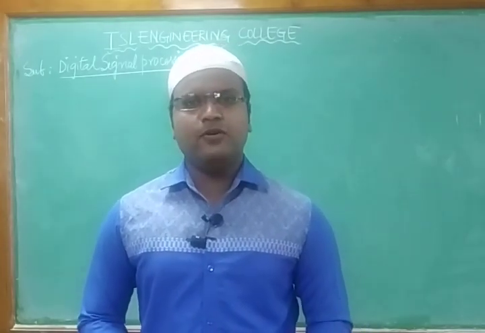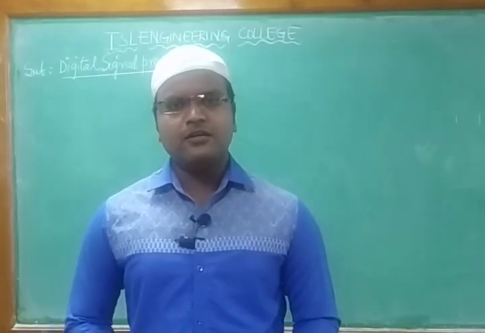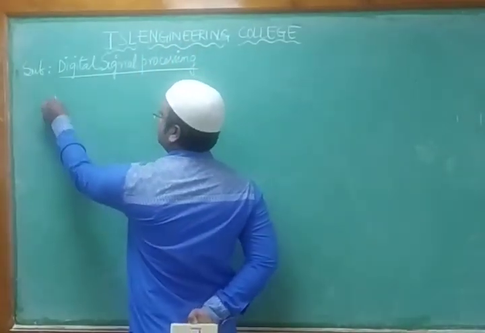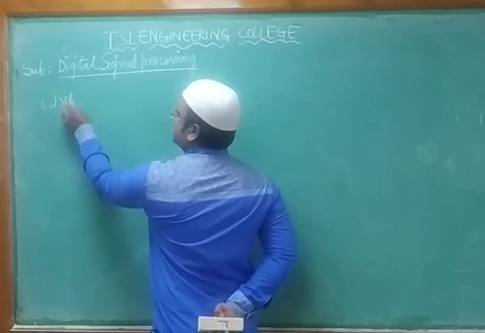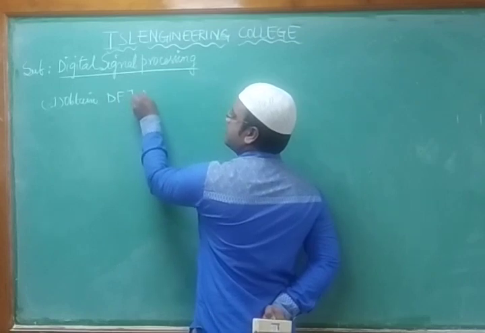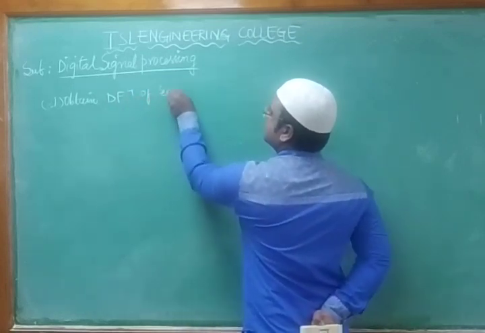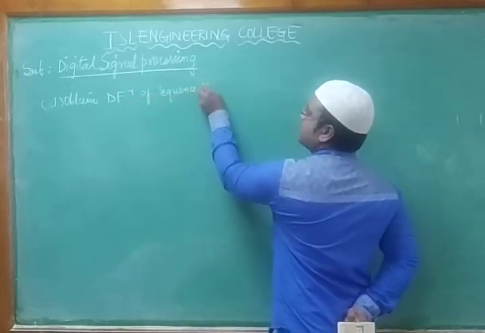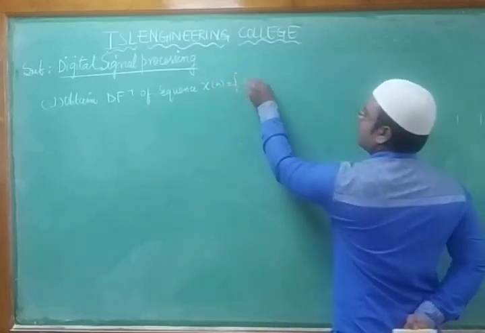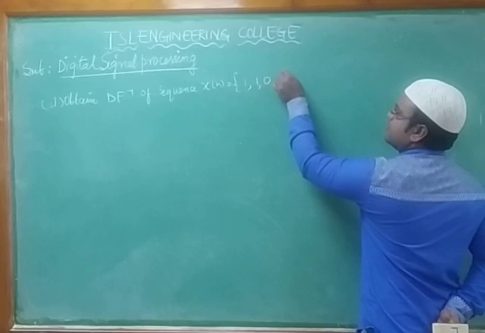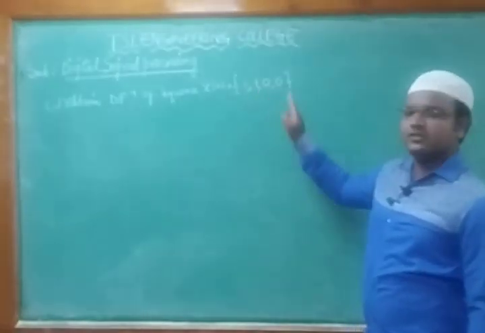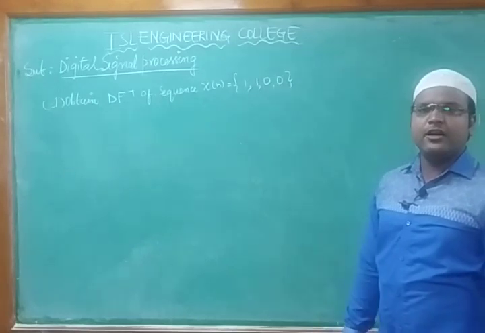So let us consider one problem in order to understand the discrete Fourier transform. Obtain the DFT of the sequence x of n is equal to 1, 1, 0, 0. So they gave one sequence 1, 1, 0, 0. They asked to find the discrete Fourier transform.